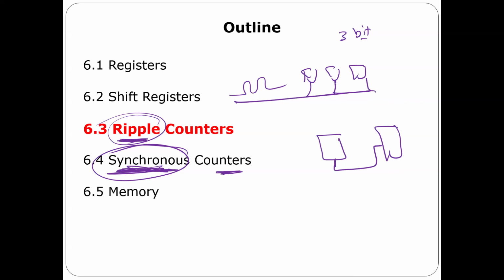Again, there are 2 ways to design these counters. One way is synchronous: all of them are connected to the same clock. The other way is ripple. Ripple means the clock of a flip-flop is triggered by the output of the previous flip-flop. The output of one flip-flop is going to trigger the clock of the next. You'll understand. But this is the main difference between them.